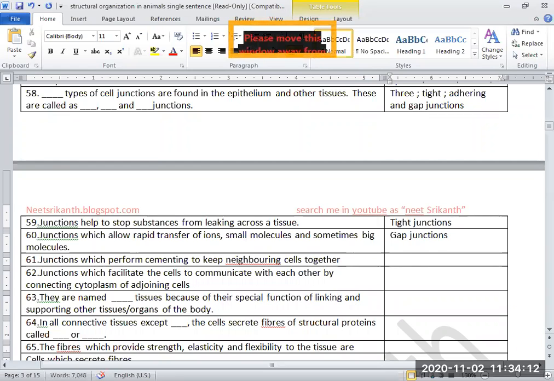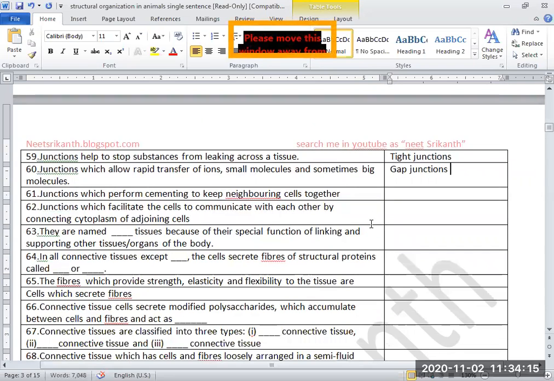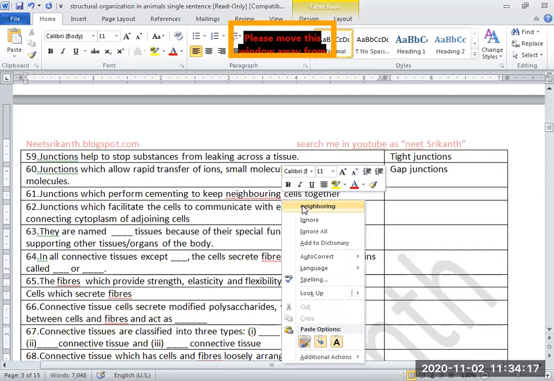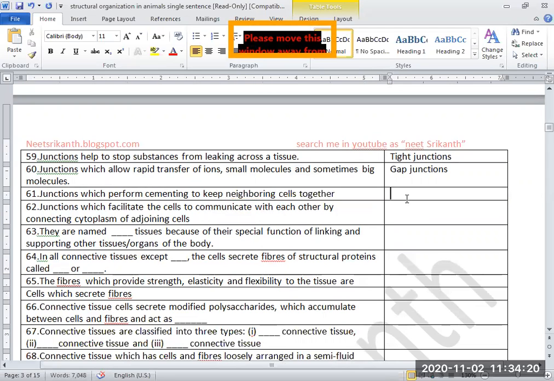Junctions which perform cementing to keep neighboring cells together. Adhering junctions. Next, junctions which facilitate the cells to communicate with each other by connecting the cytoplasm of adjoining cells. Gap junctions. Very good.